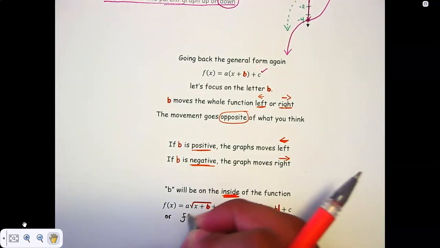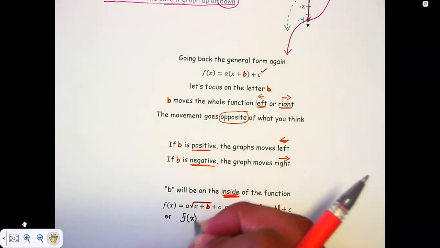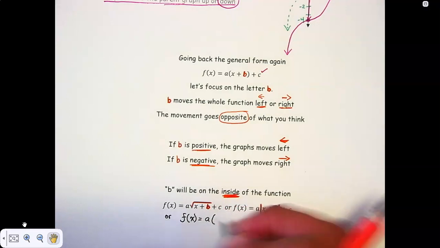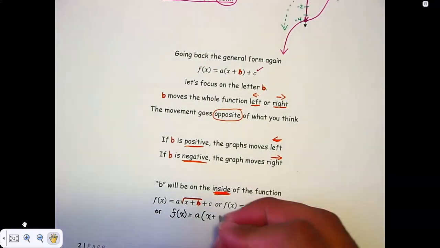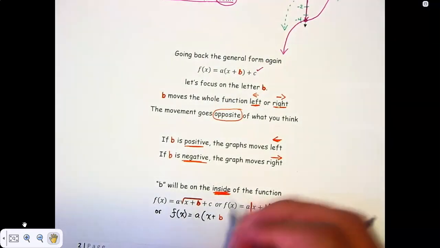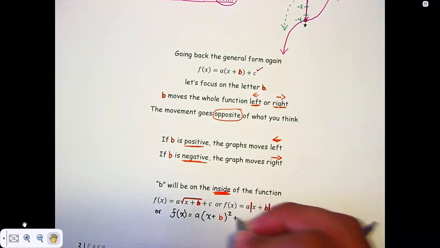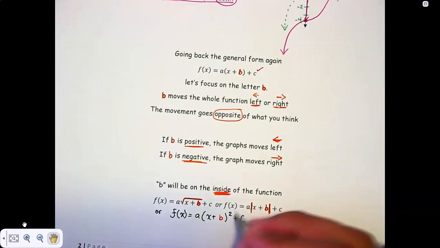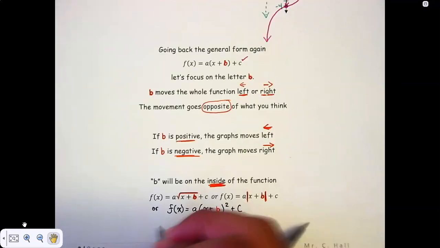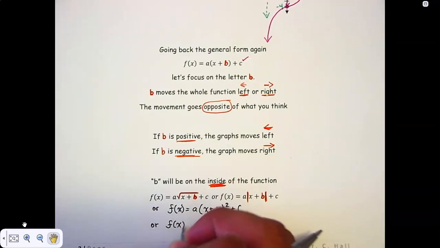All right, some other ones. Let's do a quadratic function. B again is going to be on the inside of it. And that 2 right there could be a 3, could be a 5, could be a 7, could be anything. But B is going to be on the inside. And one last one, because you talked about exponential functions in Math 3.